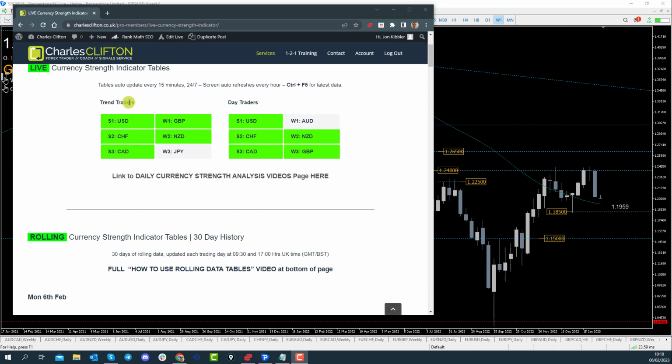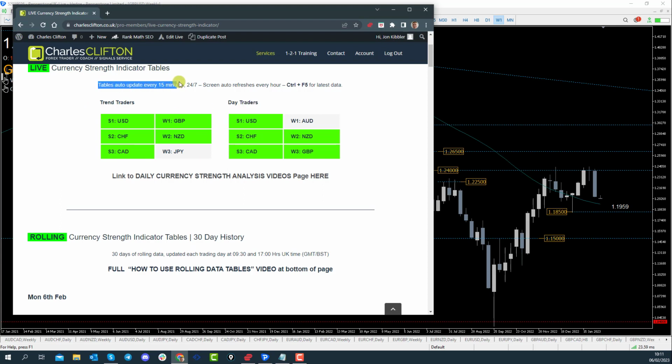We have two types of tables: the trend traders table and the day traders table. These are showing us the same studies but just highlighting different time frames. The currencies highlighted in green show there's a confluence between the time frames on those currencies, and that's where we'll be focusing our attention in these videos.